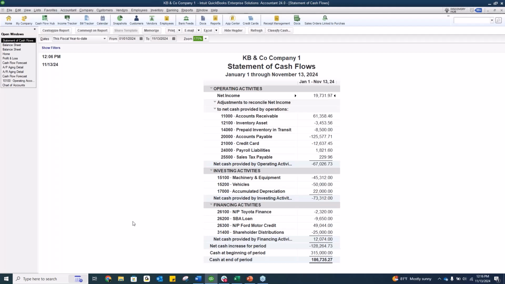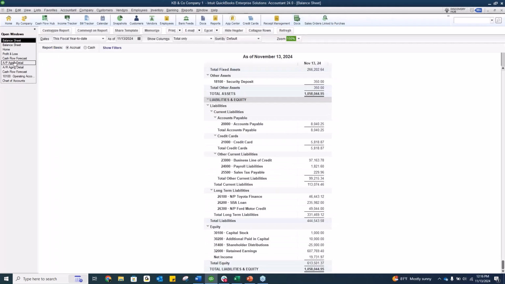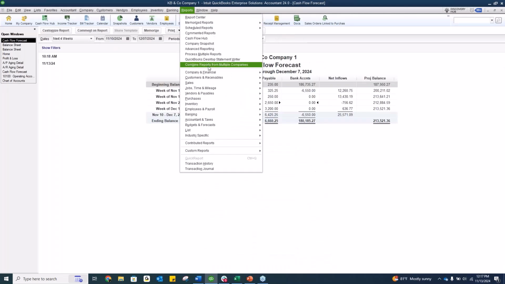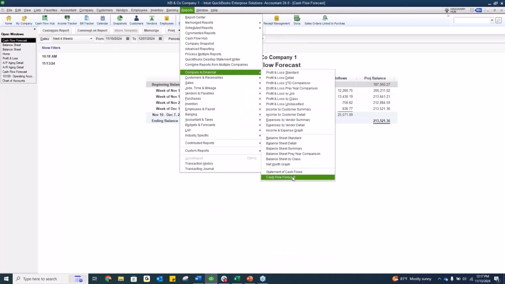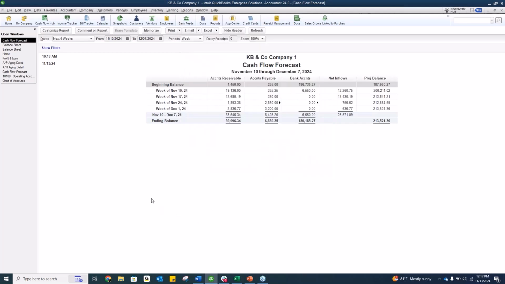Now, there is another report in the cash flow section of QuickBooks that I want to share with you, the cash flow forecast. Once again, think of this report as pulling data directly from QuickBooks. And we navigate here from the company and financial and then the cash flow forecast. This report is looking at three primary things: accounts receivable, accounts payable, and activity posted to the bank account.